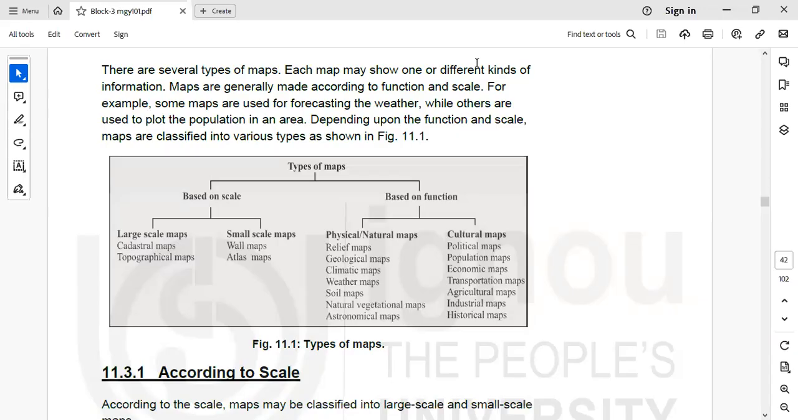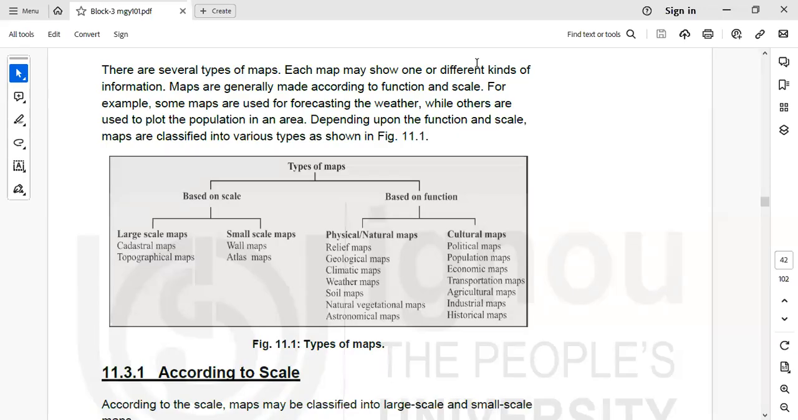The other maps are small scale maps. So in these small scale maps, the example given here is the wall maps. These maps cover large areas. They can cover a country, they can cover the whole globe. The information they show is very coarse. So we get less information, but the coverage of the area is very large.